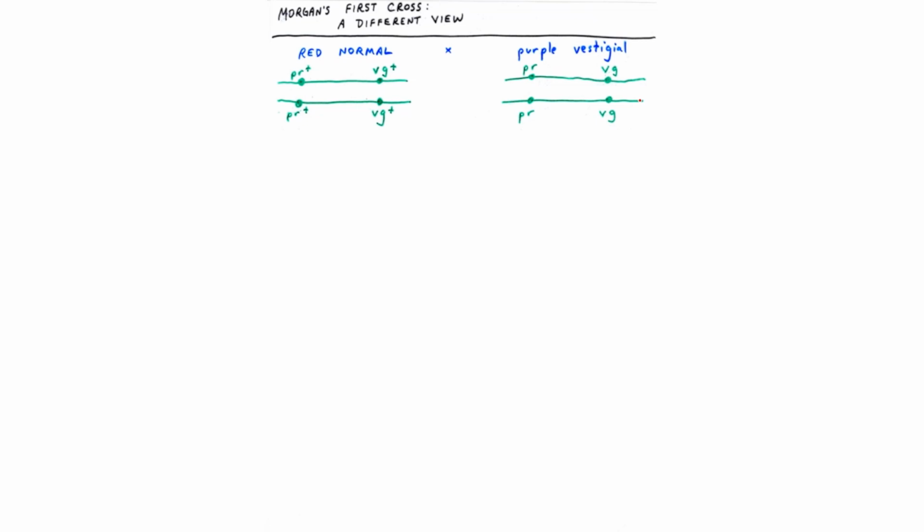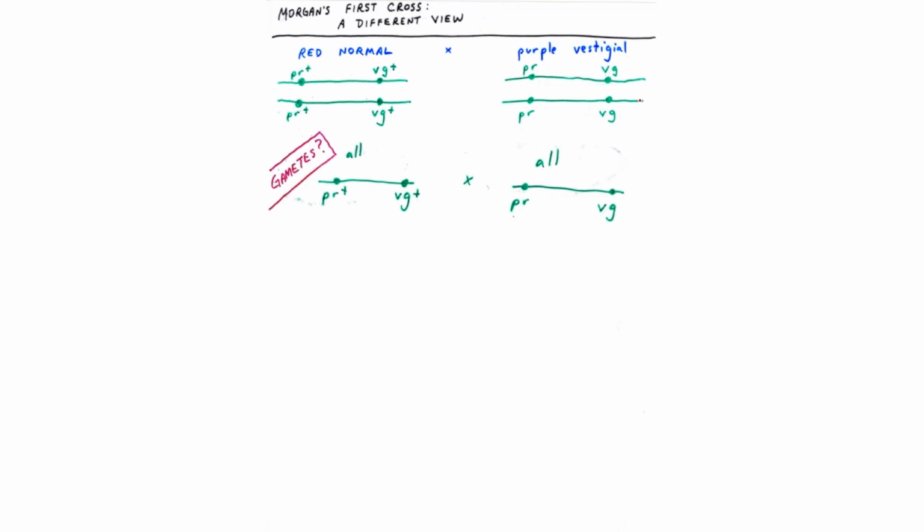But now I've put the PR plus, VG plus, with a little line to stand for the chromosome. So the PR plus and VG plus are stuck together. They're on a chromosome, a linear strand of DNA. For the test crosser, PR, VG are stuck together.